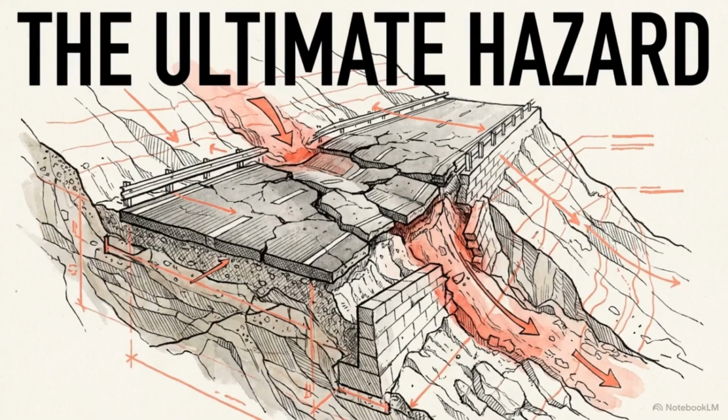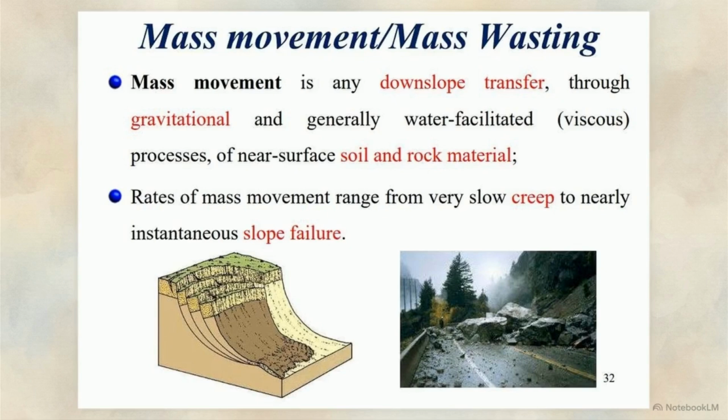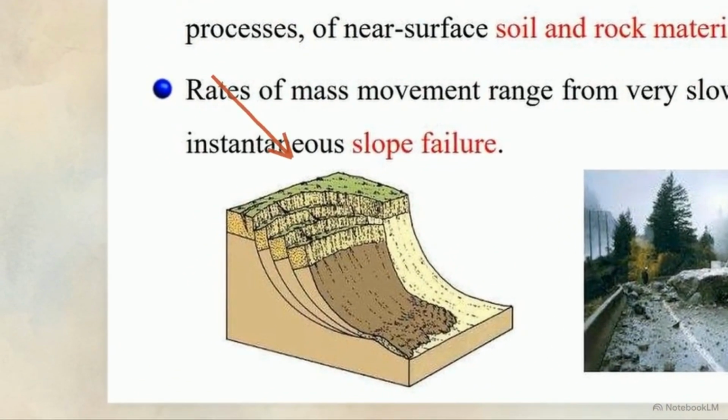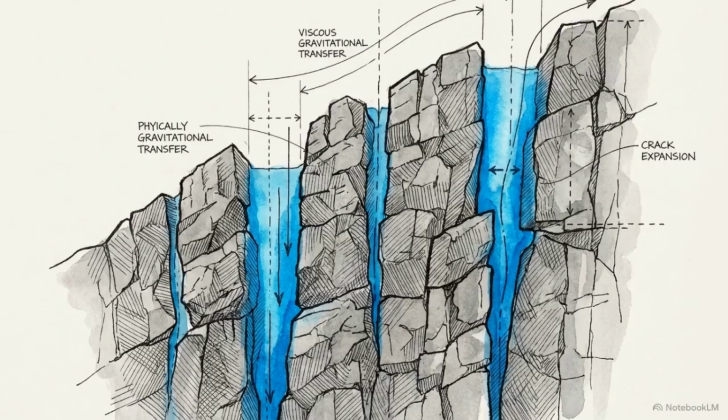This brings us to the most immediate geomorphic threat to civil engineering: mass movement or mass wasting. It is the direct gravitational transfer of near-surface soil and rock material down a slope. As this slide demonstrates, mass movement operates on a massive spectrum of velocity. It ranges from a very slow microscopic creep seen in the diagram to the near instantaneous slope failure blocking the highway on the right. These gravitational transfers are generally viscous processes. They are facilitated by water infiltrating and acting upon previously weathered, weakened rock.